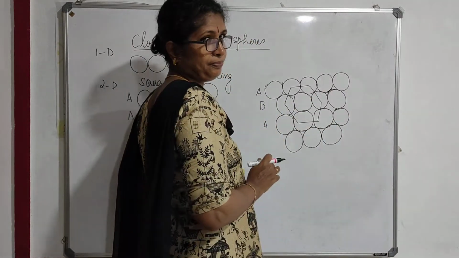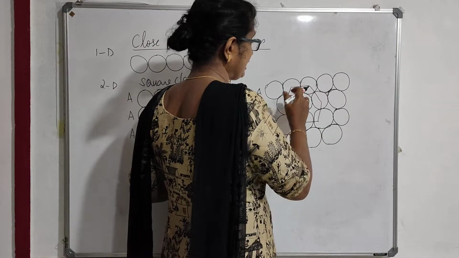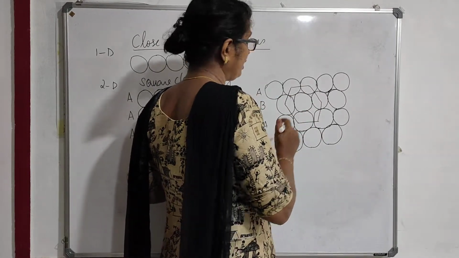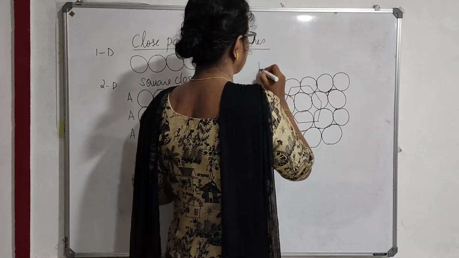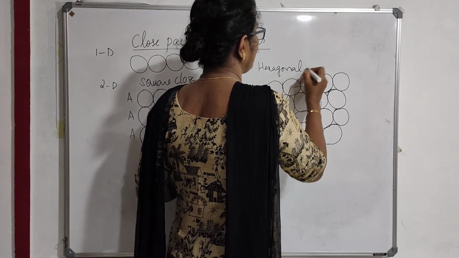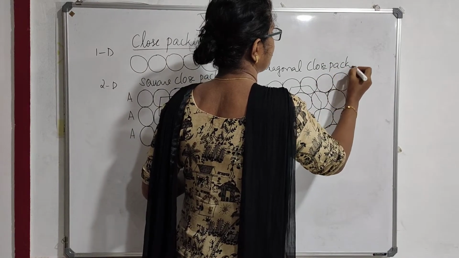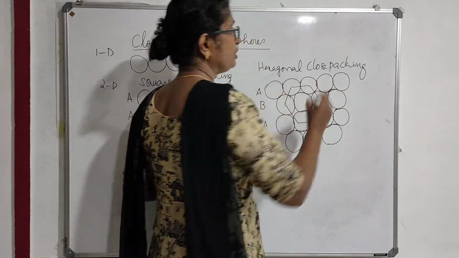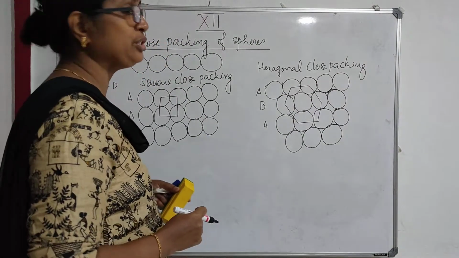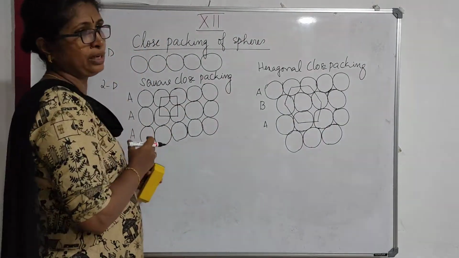We arrange like this. If we connect the centers of the spheres of the adjacent ones, we get a hexagon. So this is called a hexagonal close packing. Hexagonal close packing in two dimension. This is square close packing in two dimension.